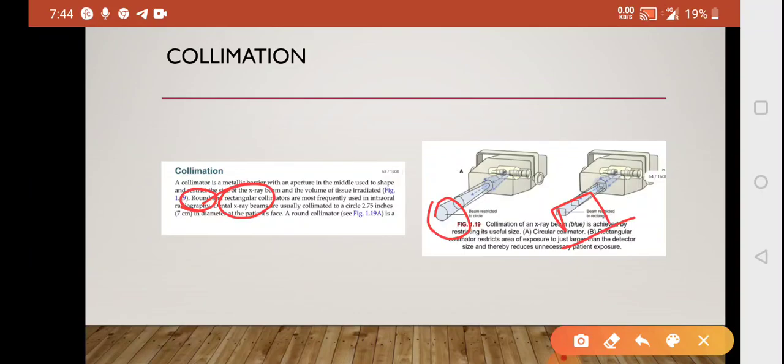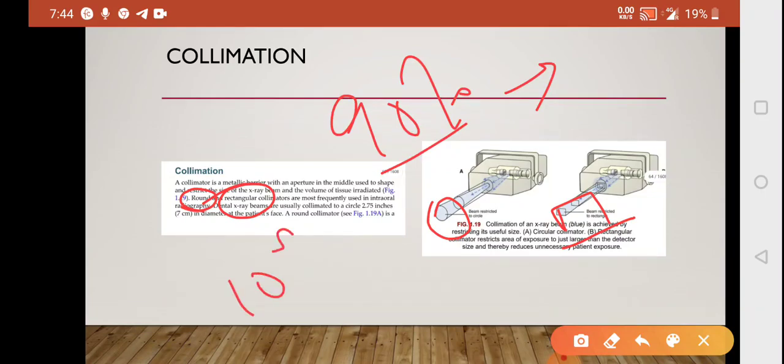So normally 90% of the X-rays that are produced are absorbed by your tissues. They are scattered and they cause tissue damage. Only 10% of it is what falls on the receptor.